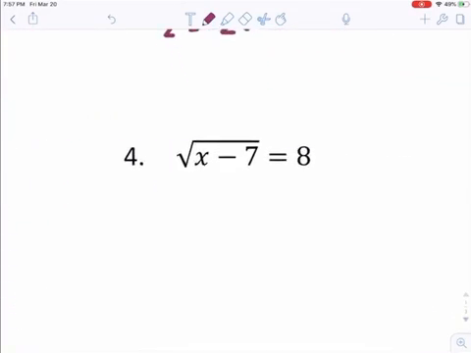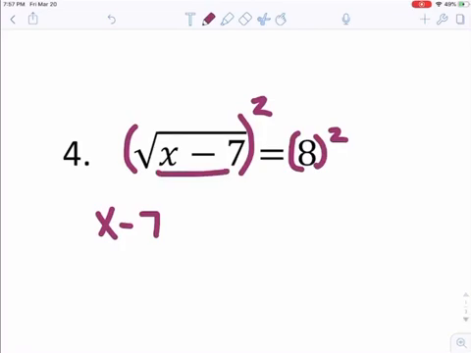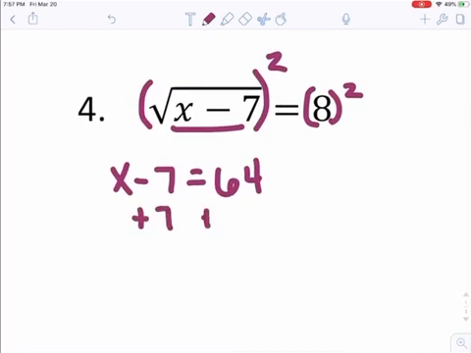Okay, so with number 4, my radical is isolated, nothing on the outside of the radical. That's what I'm looking for when I say isolated. It's the square root, so I have to square both sides. So I'm left with everything that's inside of the radical. So I get x minus 7 equals 64. I'm going to add 7 to both sides because now I have to solve for x.